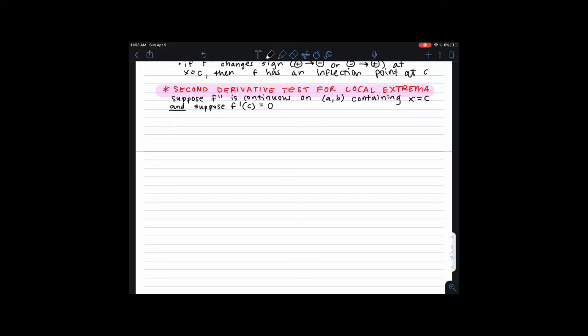And then we need this interval to contain some point x equals c, and we need the first derivative at c to equal 0. If you guys remember from last time, if the first derivative at c equals 0, then that was called a critical point.